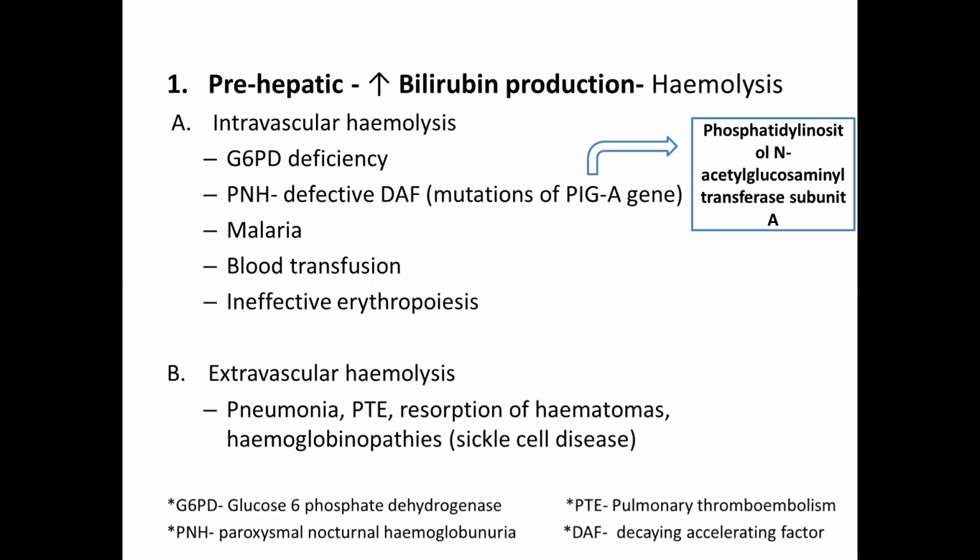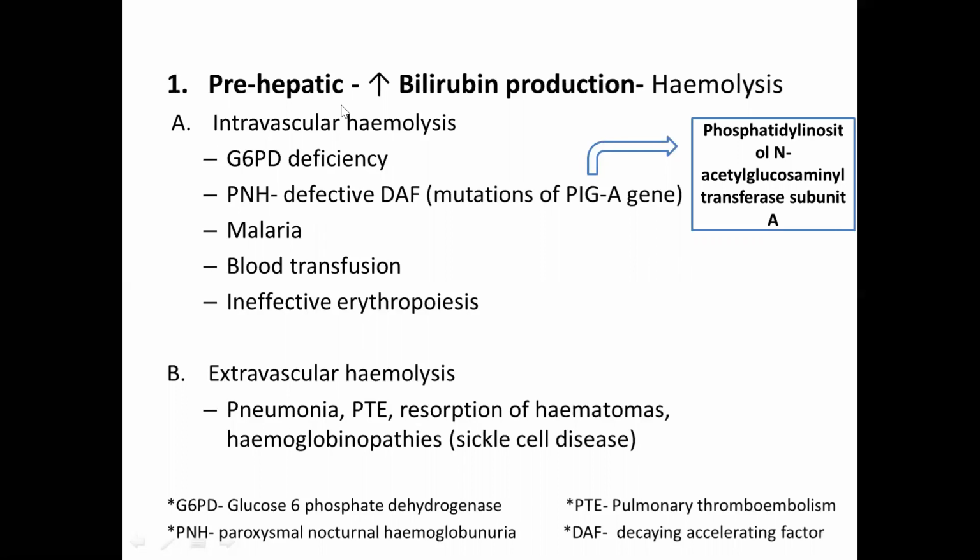Now we will see the classification of jaundice, and along with this classification we will also see the etiology for this condition. It is divided into three parts: pre-hepatic, hepatic and post-hepatic, also called cholestatic or obstructive jaundice. First we will see the pre-hepatic jaundice. Pre-hepatic jaundice is usually characterized by increased bilirubin production, which is usually seen in hemolysis.